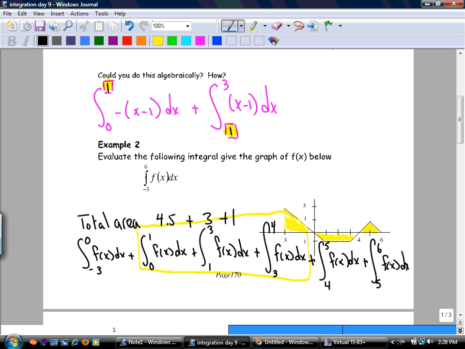Okay? So piecewise function, you got to watch. When do you cut the x-axis? When do you hit the corner points? Right? Okay, flip the page.